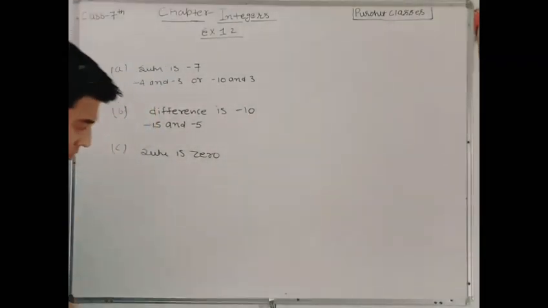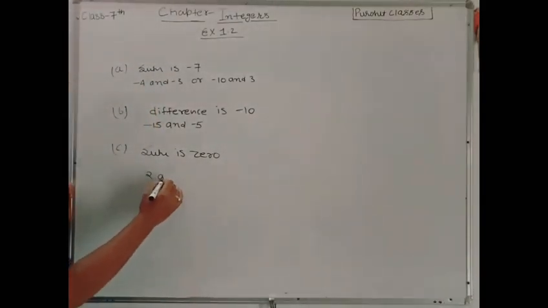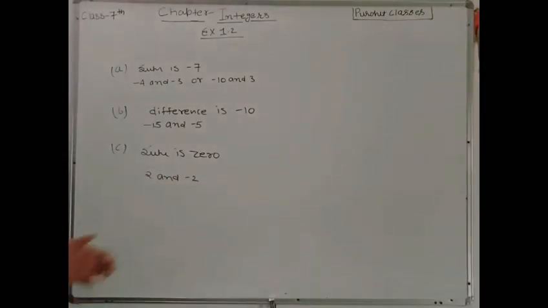2 and minus 2 are the integers, the pair. This is the pair of integers whose sum is 0. Understood? Pause the video and note it down.